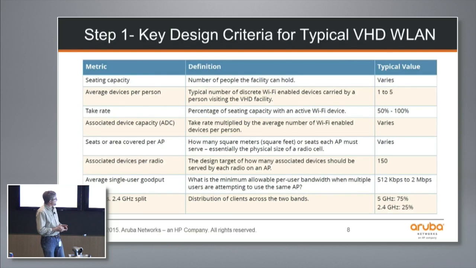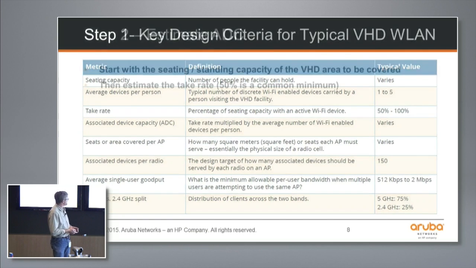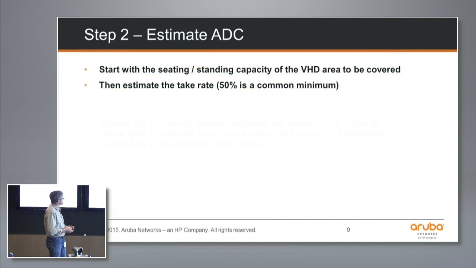And then from a band split perspective, how many users do you want to get on each band? And generally, we want to put more users on 5 gig for obvious reasons. So associated device capacity, this is the key number in this step. And basically, we've walked through the KPIs.